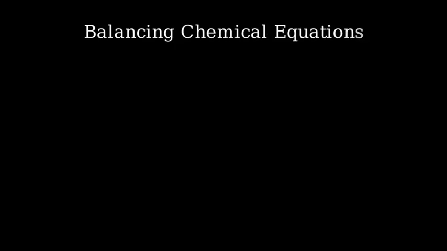Balance the chemical equation of iron plus chlorine gas producing iron(III) chloride. We'll start with the unbalanced equation: Fe plus Cl2 yields FeCl3. Let's follow a step-by-step process to balance this equation.